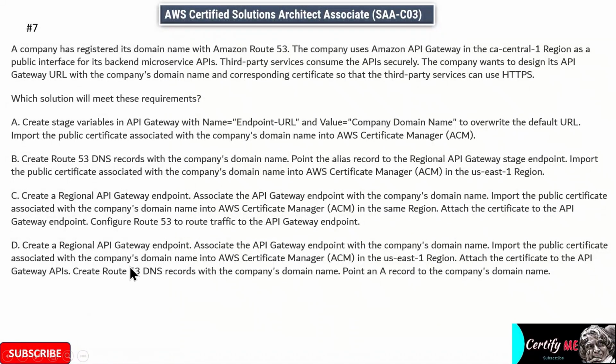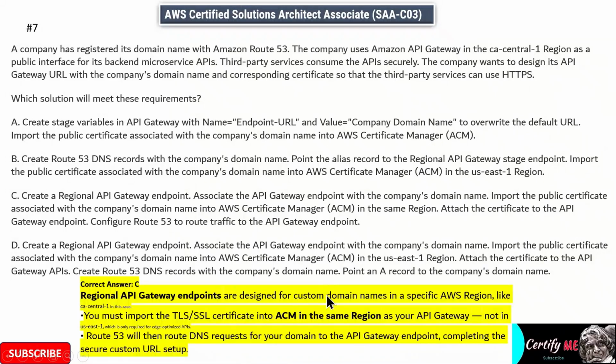Option D. Create a regional API Gateway endpoint. Associate the API Gateway endpoint with the company's domain name. Import the public certificate associated with the company's domain name into AWS Certificate Manager in the us-east-1 region. Attach the certificate to the API Gateway APIs. Create Route 53 DNS records with the company's domain name. Point an A record to the company's domain name. The correct answer for this question is option C.